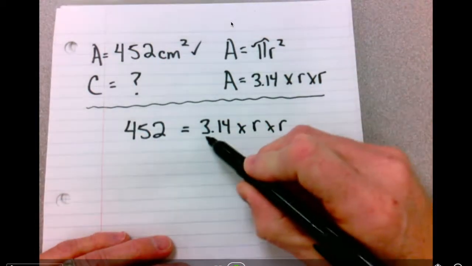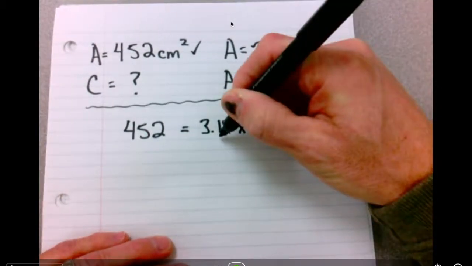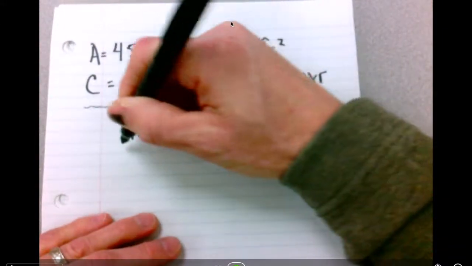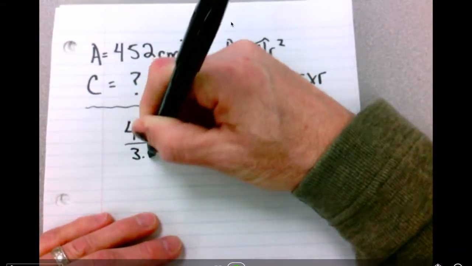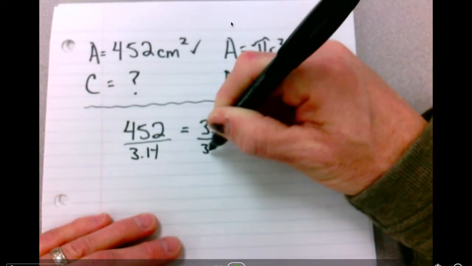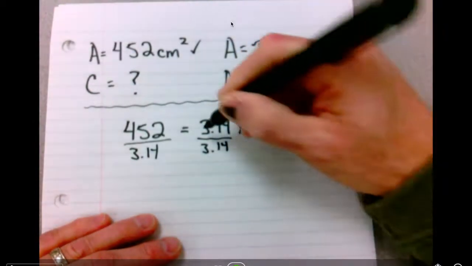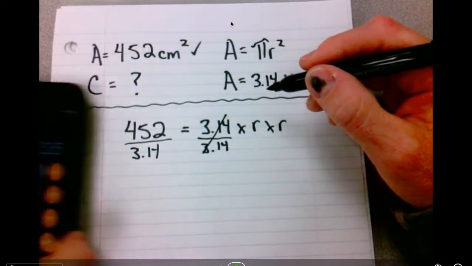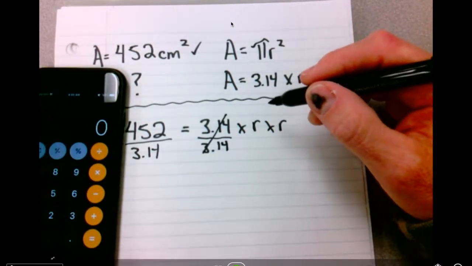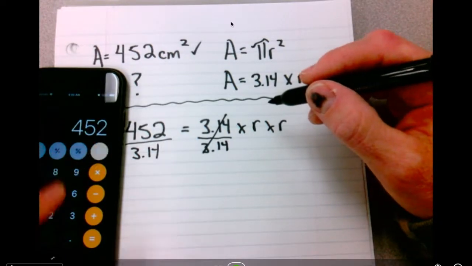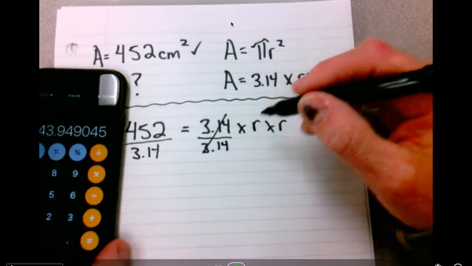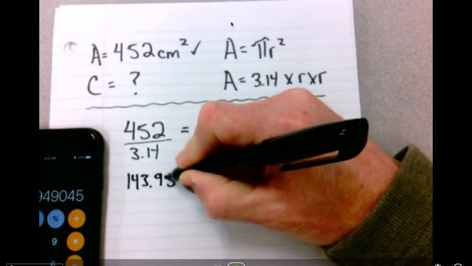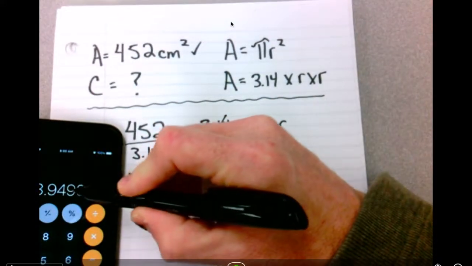Here we are. We need to get rid of 3.14. So we need to divide that out, simply because it's being multiplied here, we need to divide it out. So if I do 3.14 and 3.14, it gets crossed out here. And then on my calculator, I need to put in 452 divided by 3.14, and that gets me 143.95. I'm going to round up here.